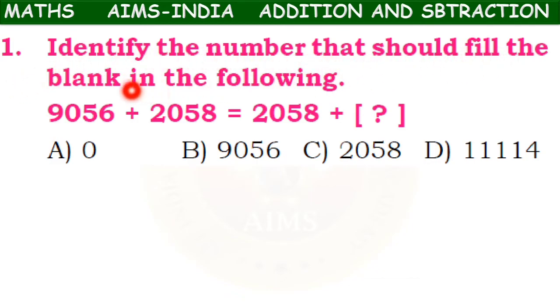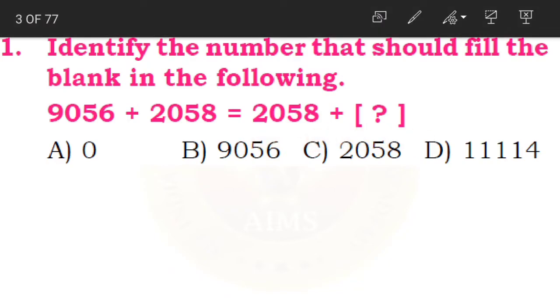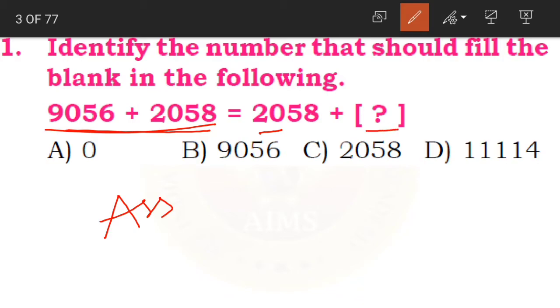Identify the number that should fill the blank in the following. 9056 plus 2058 is equal to 2058 plus dash. Now see children, this is our associative property. Yes, this is our associative property. Now here we are having two numbers, and here also we should have two numbers. Now this 2058 is already there. The number missing is 9056.